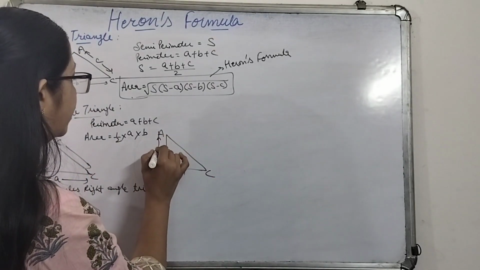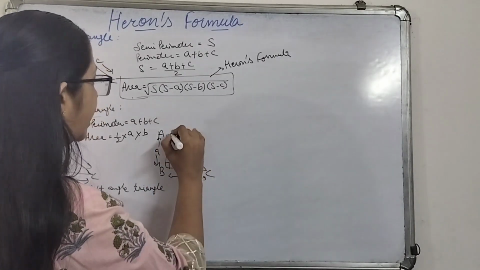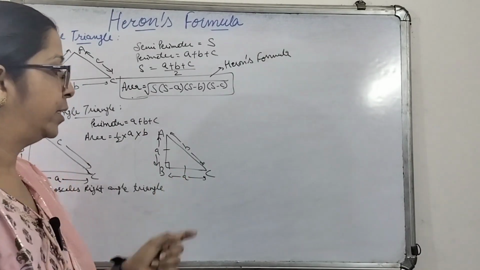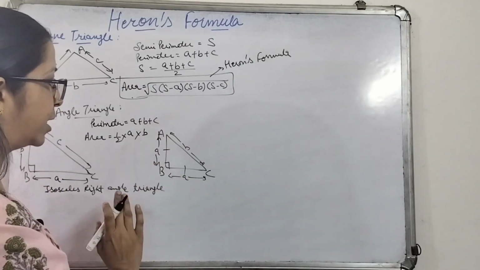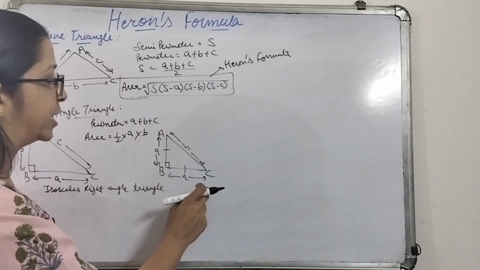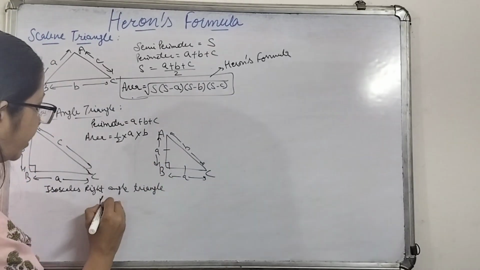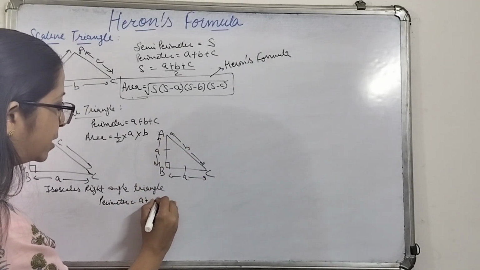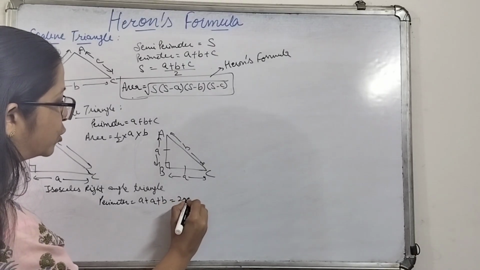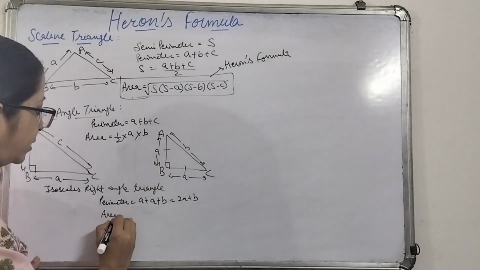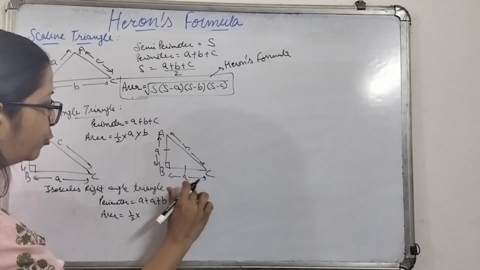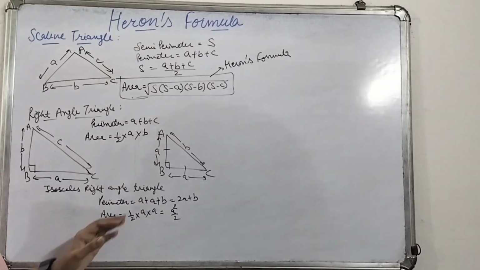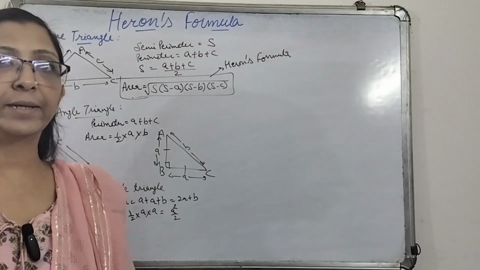So if this is your A, this will even be your A, and suppose this is your B. So the base and your height will be equal. If we consider BC as the base, AB will be the height. If we consider AB as the base, in that case BC will be the height. So perimeter will be 2A plus B, the sum of all the sides, or we can say 2 times of A plus B, and area will be given by 1 upon 2 into base into height, that is A square by 2. So this is how we can find the area of various types of triangles.